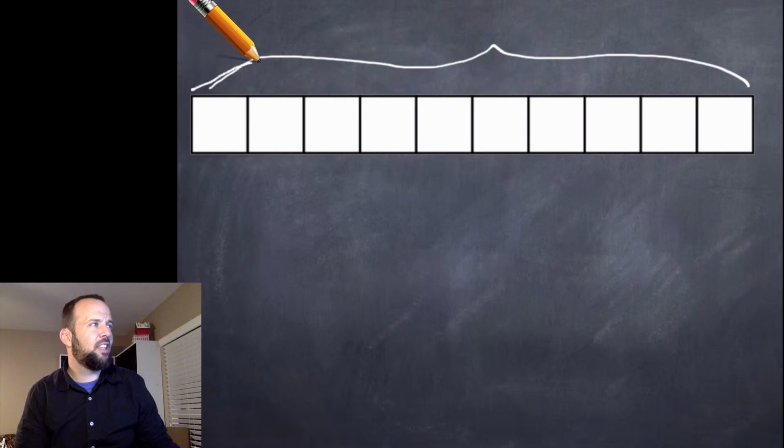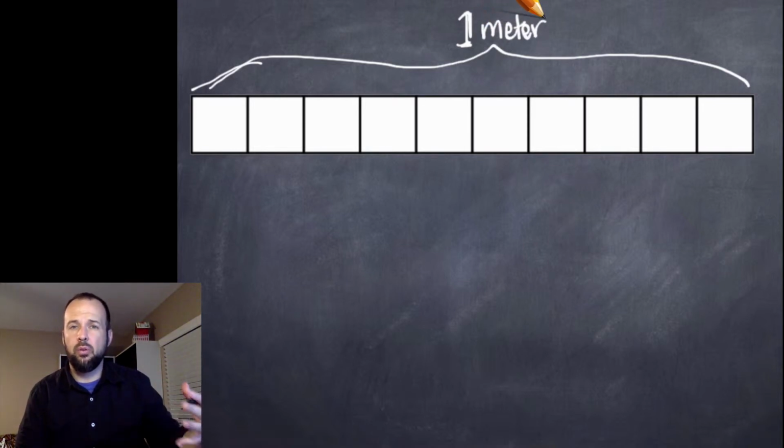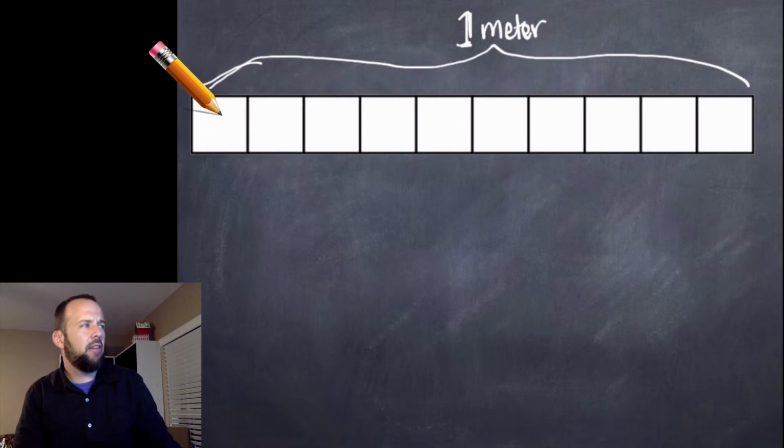So let's just say that this represents 1 meter, okay? And the point I was trying to get across earlier, when I was holding up the meter stick and we had broken it into its tenths, is that here again I have this meter and it's broken into 1, 2, 3, 4, 5, 6, 7, 8, 9, 10. It's broken into tenths, okay?